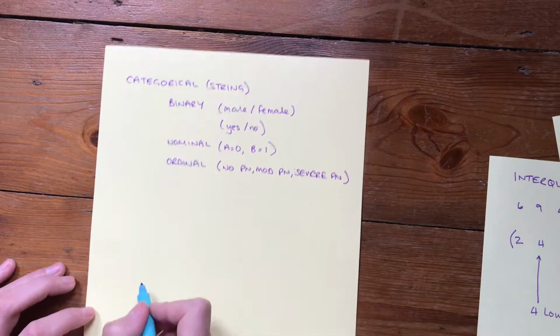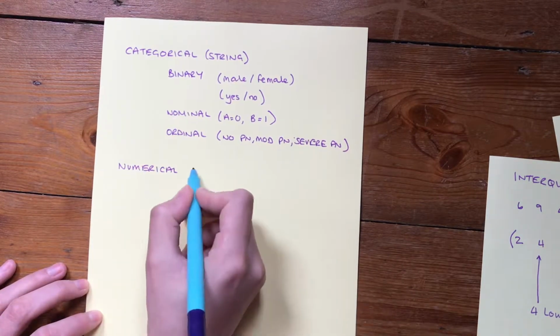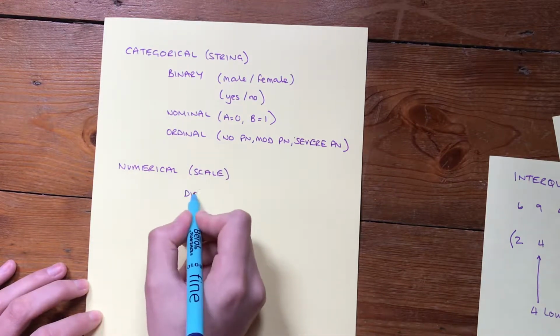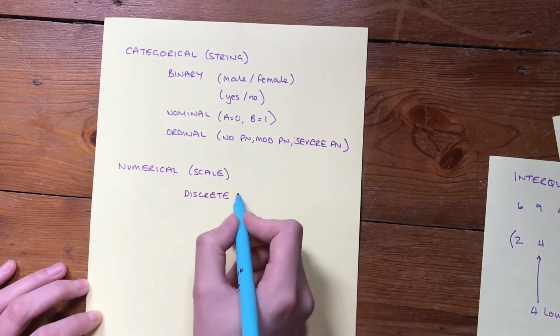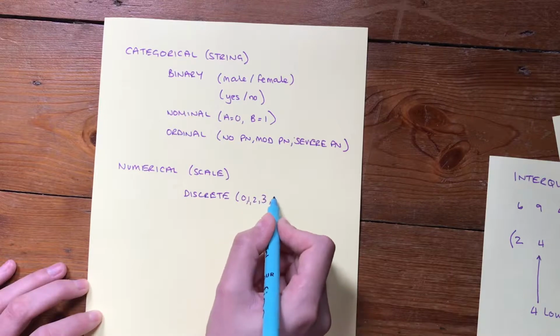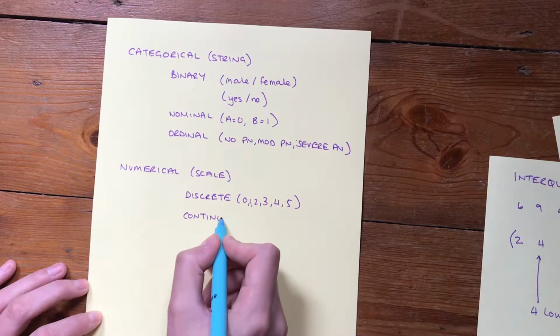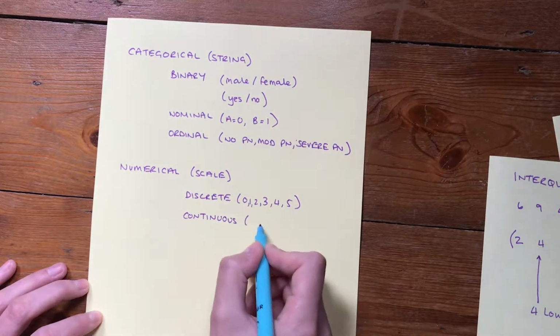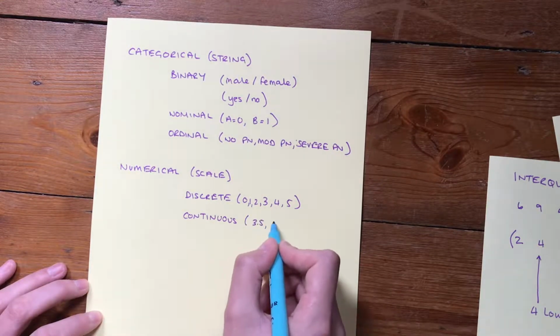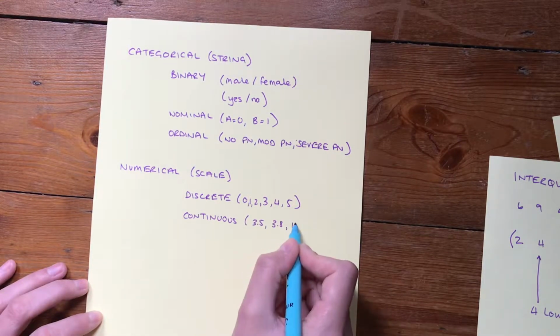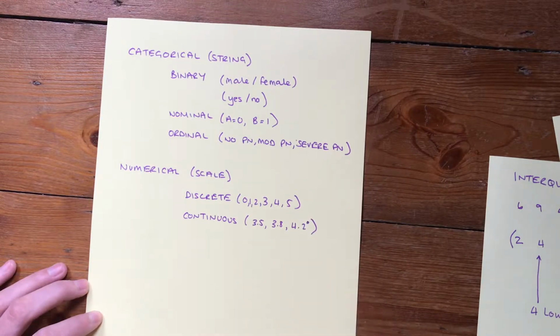Next, numerical data can either be discrete or continuous. Discrete data is a sequence of data, so 0, 1, 2, 3, 4, 5. However, continuous data can be any sort of numbers on a spectrum. So for example, the temperature, so 3.5, 3.8, 4.2 degrees Celsius.